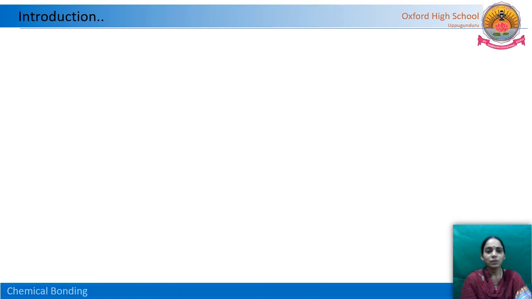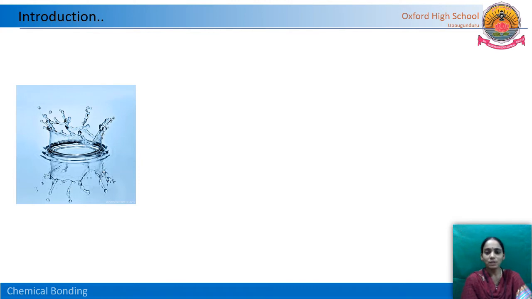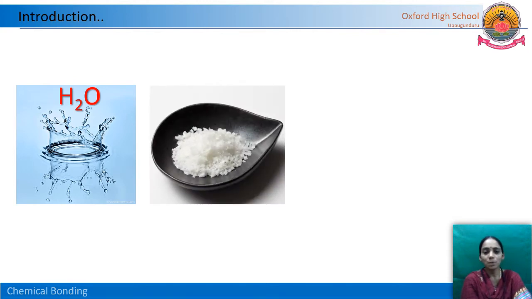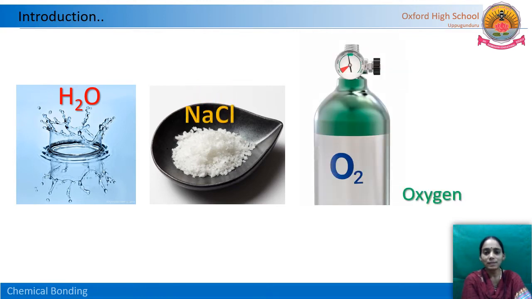Let us see the introduction of this chemical bonding lesson. Water. What is the chemical formula of water? We all know, that is H2O. And what is this? Common salt. Chemical formula, it is NaCl, sodium chloride. And this is an oxygen cylinder and written as O2.